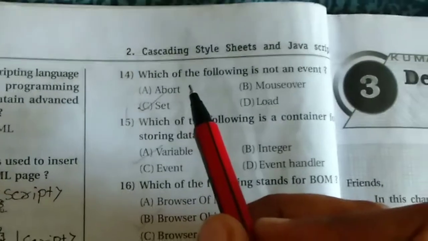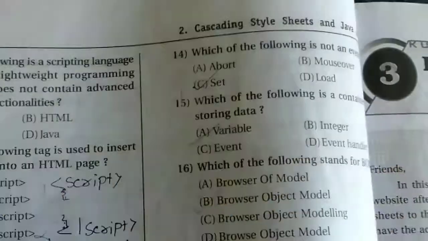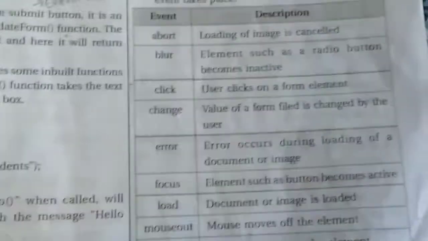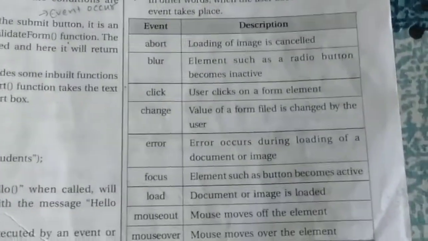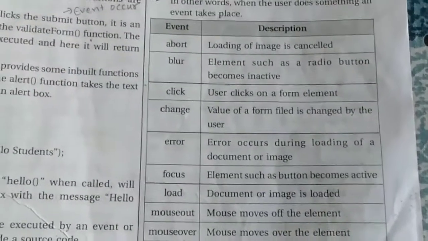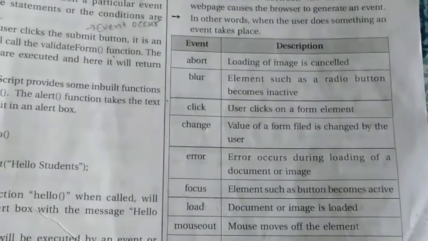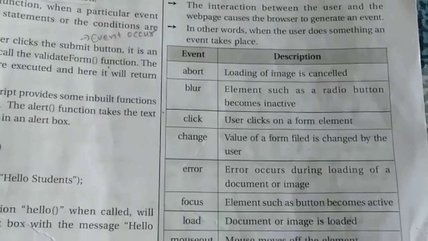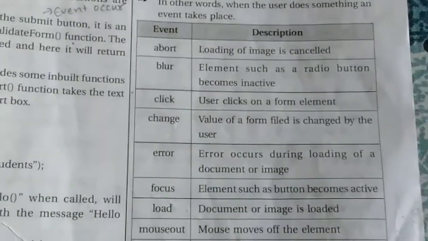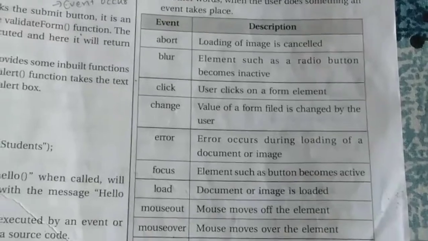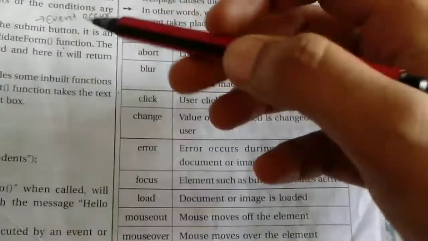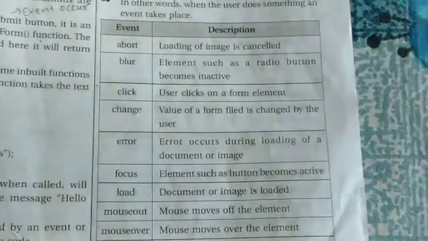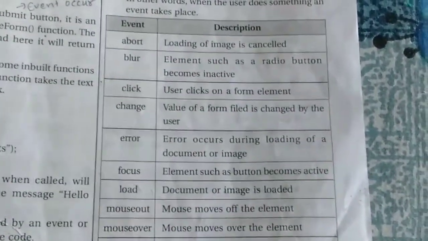Next, 14. Which of the following is not an event? Now there are various events that occur during communication with your computer. When we are interacting with our web page, interaction means when we are filling our form, at that time we are communicating with our computer, and several events occur. First event is abort. Abort means loading of an image is cancelled. Your image is loading and then it is cancelled.